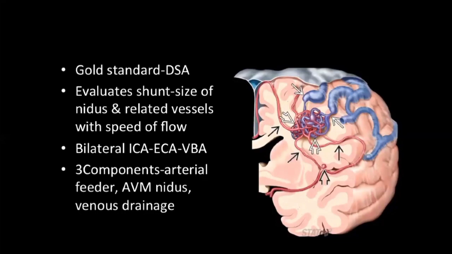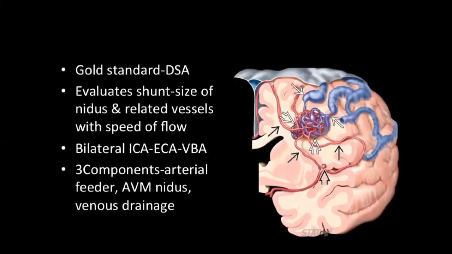This is an image from StatDx. What we have to do on MRA, CTA and baseline MR images as well as on DSA is that we have to look for three components: arterial feeders, the AVM nidus, and venous drainage. Because on the basis of the size of the nidus, we perform the Spetzler-Martin staging, and then we label the AVM accordingly, and the treatment is decided as per the grading criteria.